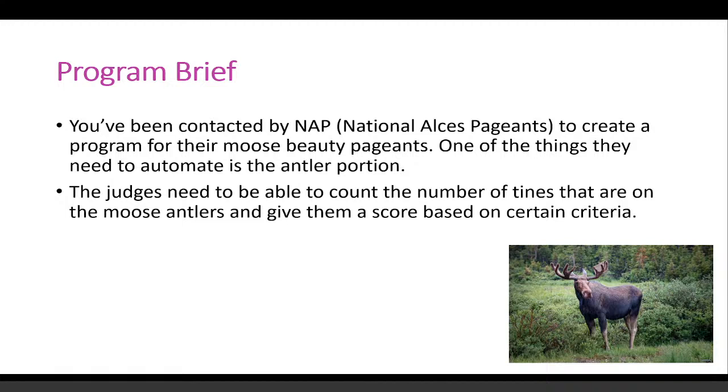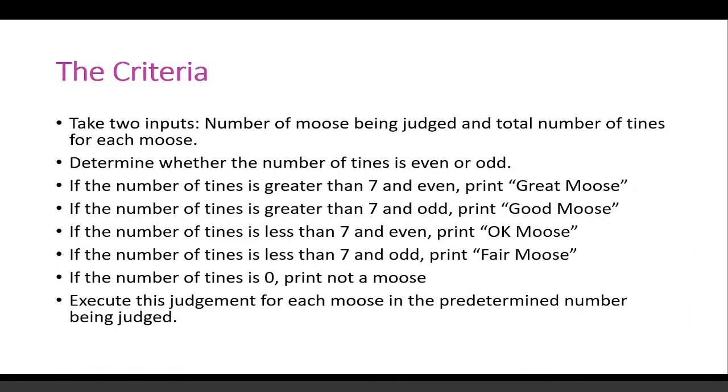One of the things they need to automate is the antler portion of the beauty pageant. So the judges need to be able to count the number of tines that are on the moose antlers and give them a score based on certain criteria. Now we can see the moose down here in the corner. We can see the tines here. The tines are the little points that are on the moose antlers here. And so this is the criteria. And this will be where you might want to pause or take a screenshot of this, or do something with this to where you can kind of keep this, right?